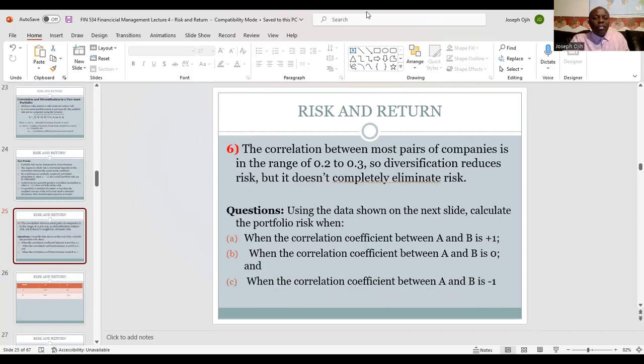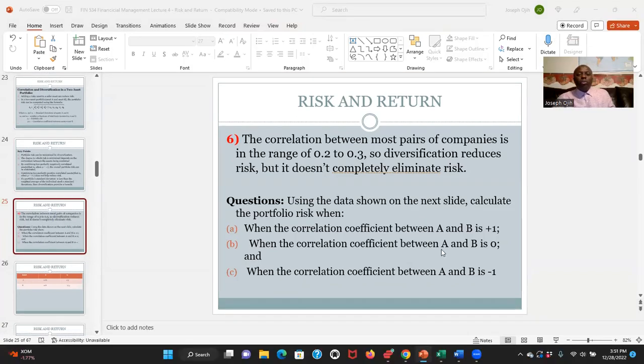Having said that, we can move on so we can look at the risk. The correlation between most pairs of companies is usually 0.2 to 0.3. So diversification can reduce risk, but it does not completely eliminate the risk, though it can reduce it significantly. Let me show you a proof of what I just explained: negatively correlated assets give a better diversification, but positively correlated assets give a bad form of diversification.